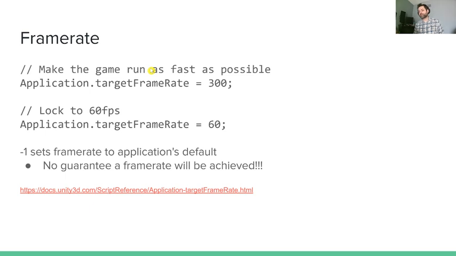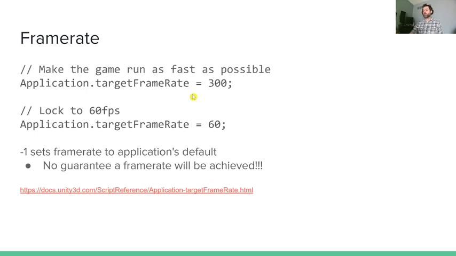So first one is frame rate. I kept forgetting to show you all how this worked in WebGL. But if you want to set your target frame rate in Unity, it's a very, very simple call. You just call Application.targetFrameRate. You set it to the value that you want, and Unity will do its best to make that happen. The thing here is that there's not a guarantee that you will get that frame rate. So I could set the target frame rate to 300 and say, run as fast as possible, 300 frames per second.